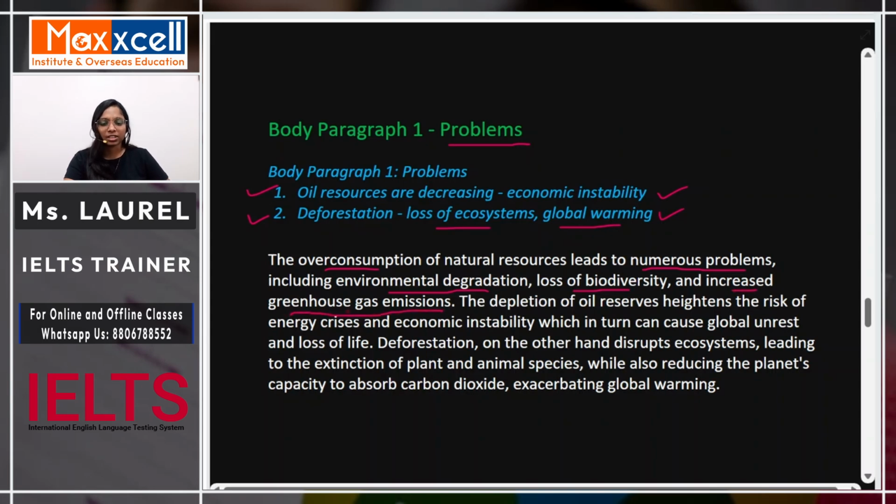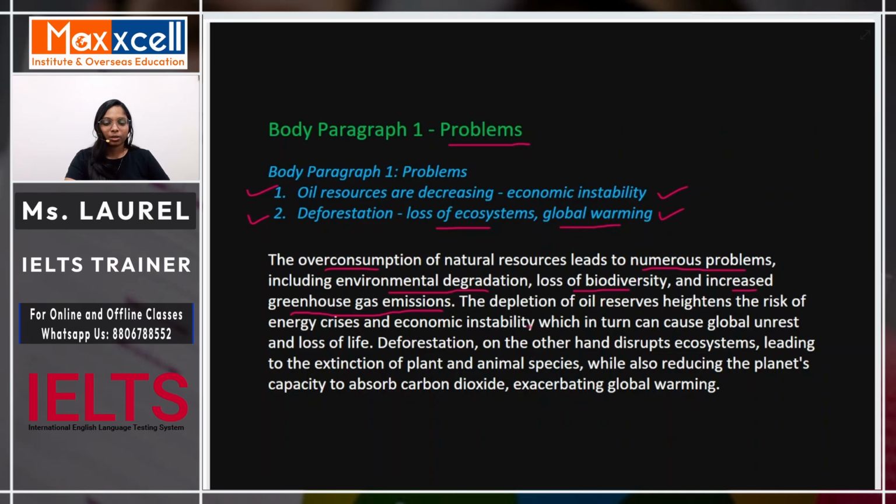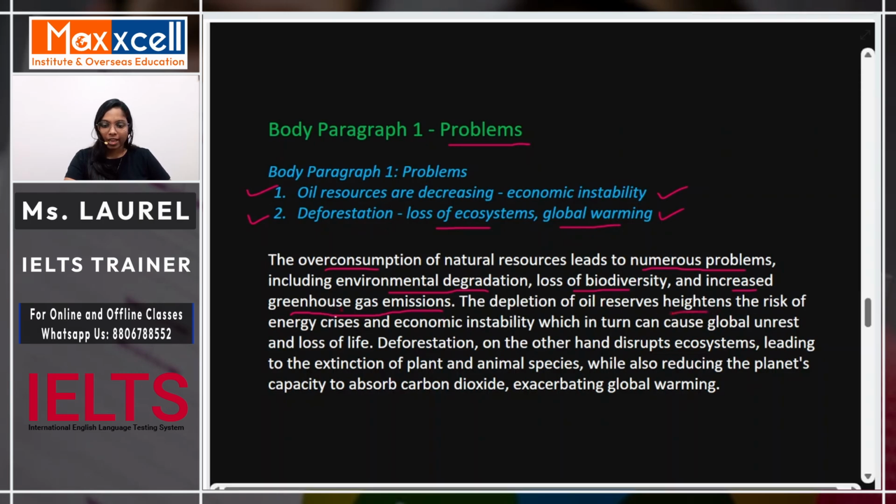Now all greenhouse gas emissions lead to, again, global warming. So now we come to the first point, that is oil resources and economic instability. So here goes. The depletion of oil reserves heightens the risk of energy crisis and economic instability, which in turn can cause global unrest and loss of life.